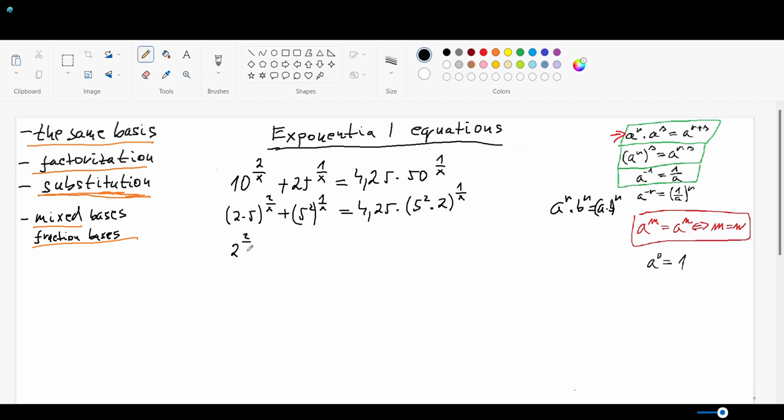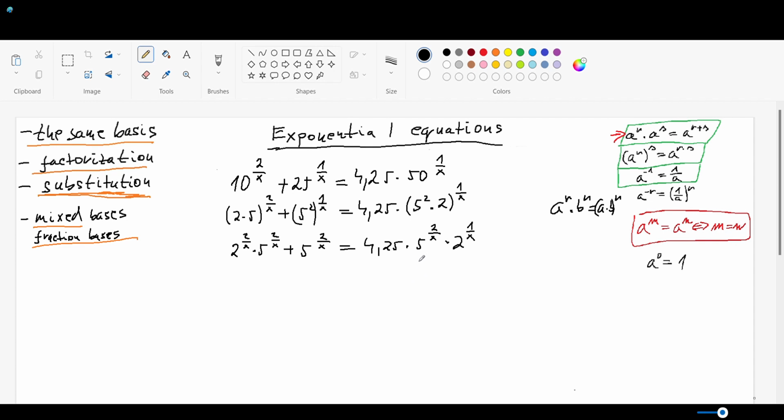So this is going to be 2 to the power of 2 over x times 5 to the power of 2 over x plus 5 to the power of 2 over x is equal to 5.25 times 5 to the power of 2 over x times 2 to the power of 1 over x.